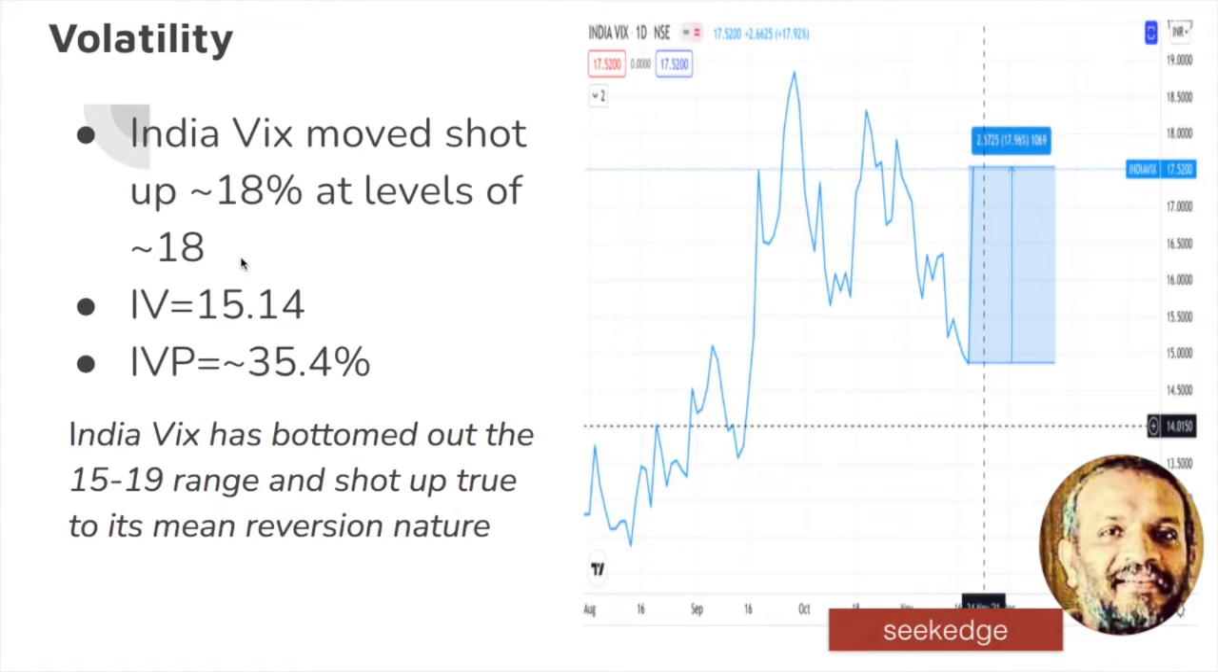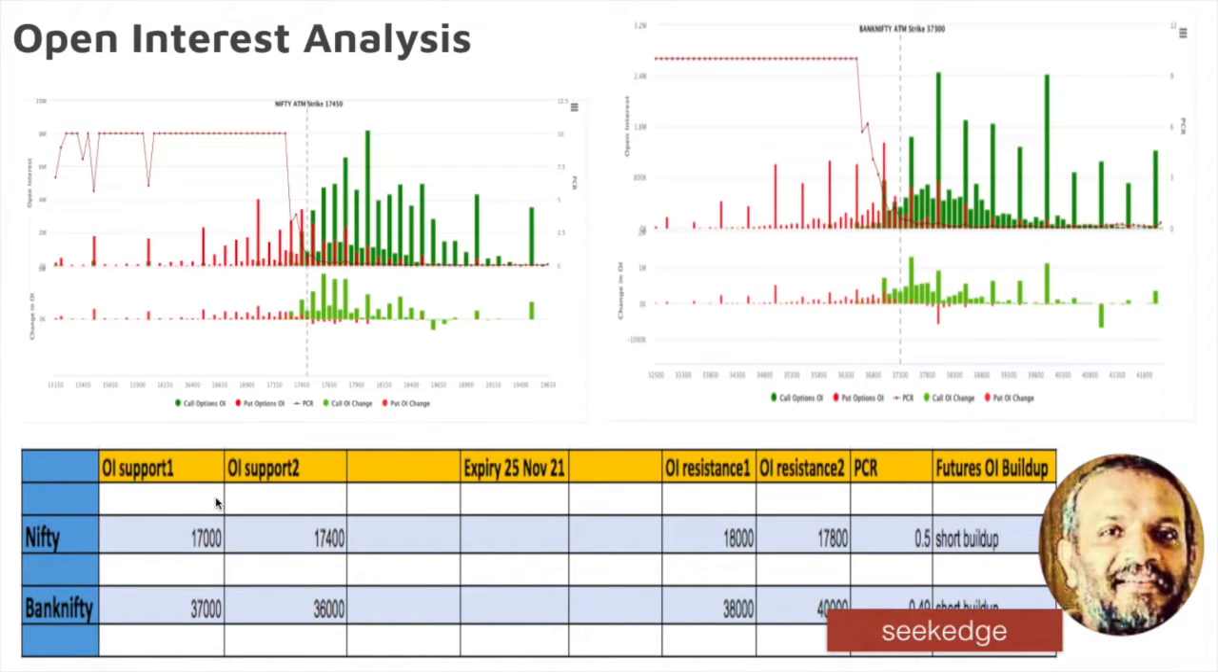Now the VIX is near the 18 level, 17.52 is where it's at, very close to 18, not exactly 18. IV is 15.14, and as per the data, there is now 35% IVP. The IVP has also increased. So premium should be okay as long as this 15 to 19 range is there, but volatility and choppiness can be expected further.